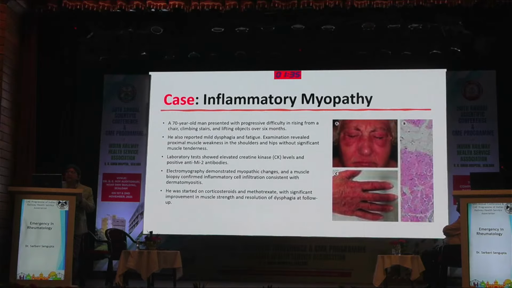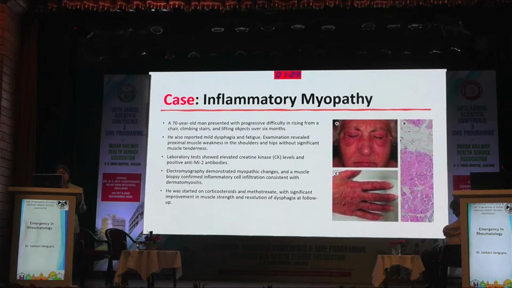Now, this is inflammatory myopathy. This is one of my patients who presented to me with this heliotrope rash around the eyes and Gottron's papules over the hand. The patient complains of proximal myopathy. This is typically polymyositis or dermatomyositis.